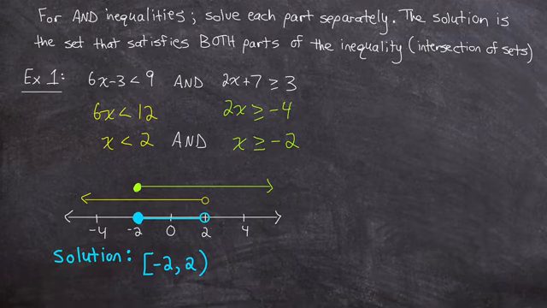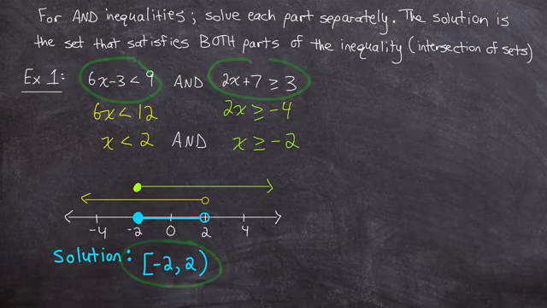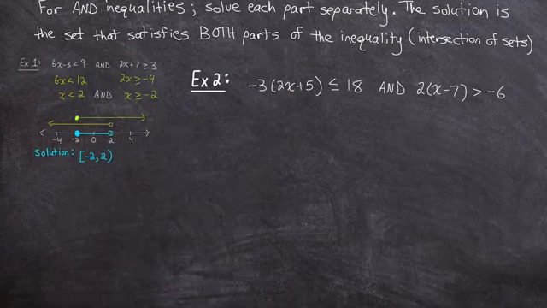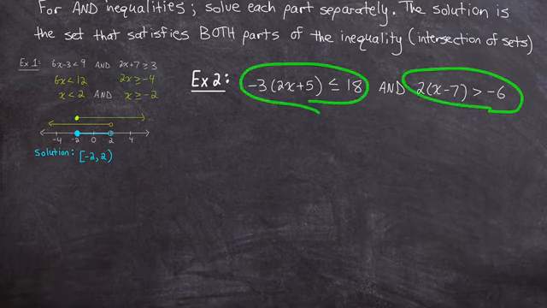And that's what has to happen when solving a compound inequality with the word AND between the two inequalities. All the values in the final answer have to satisfy both the first one and the second one. Let me shrink this and let's try another example. In this example number 2, we have a compound inequality with the word AND between them. So our final answer will be the set of values that satisfy both the first inequality and the second inequality.